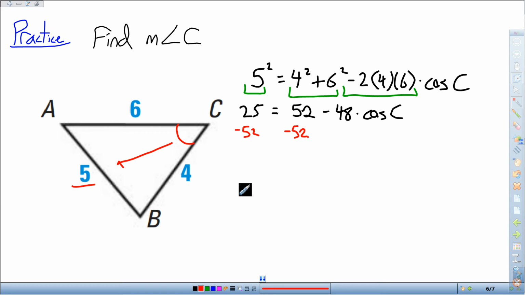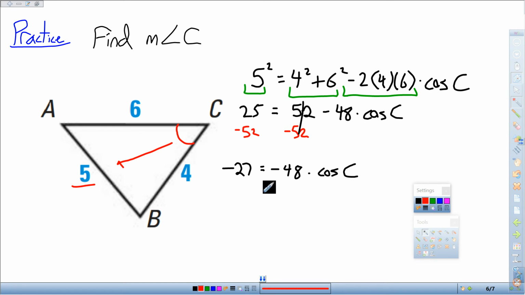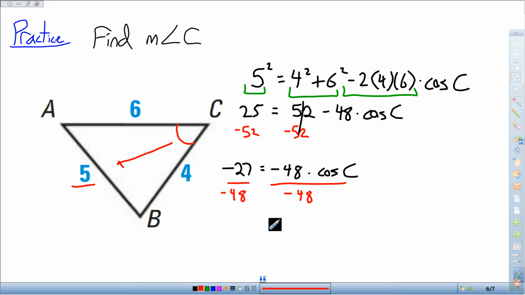This is when you want to start grabbing your calculator. 25 minus 52 gives me a negative 27 on the left. On the right, we're just bringing this down. Don't forget all the negatives. Negative 48 times cosine angle C. Now we can get rid of this negative 48 by dividing both sides by negative 48. Don't forget the negatives, it's easy to. So we're dividing both sides.